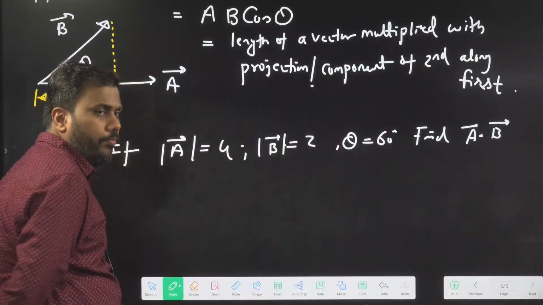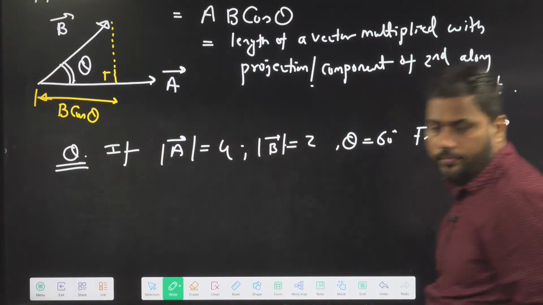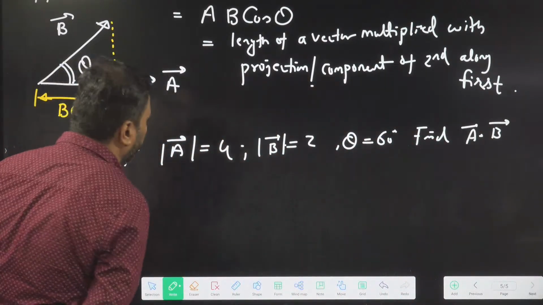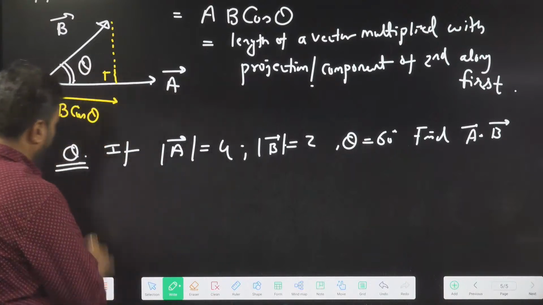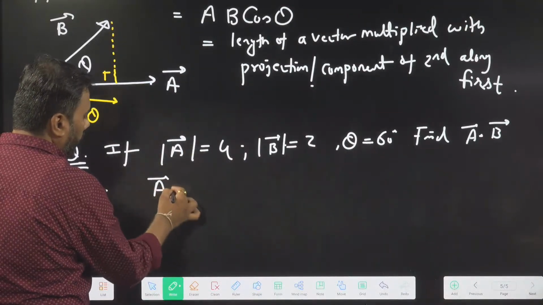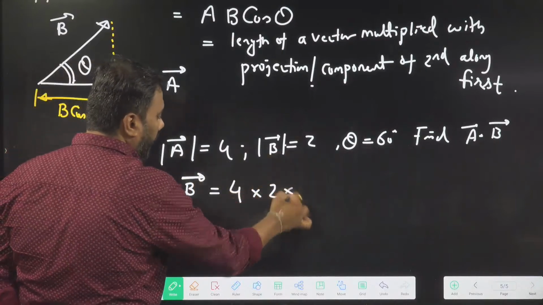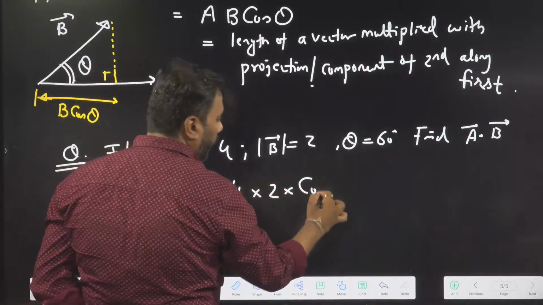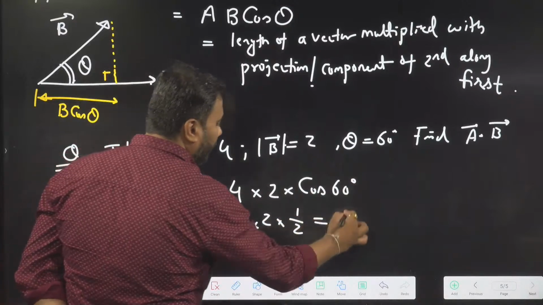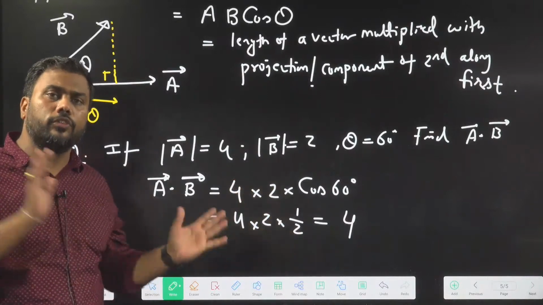Very good. Answers are coming very good. Very easy question. Solution: length of A and length of B are already given to us. A vector dot B vector is the length of the first vector, times the length of the second vector, times cos of the angle between them, cos 60. So 4 into 2 into cos 60, which is half, so the answer must be 4. Very simple question.